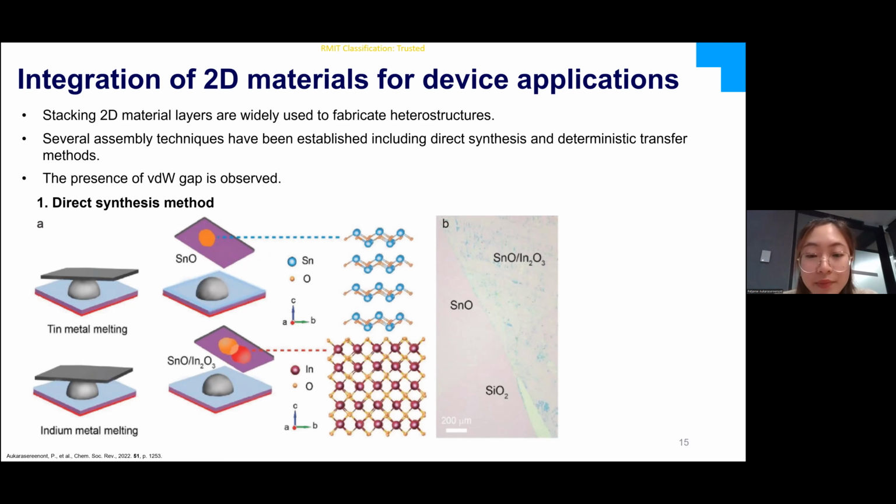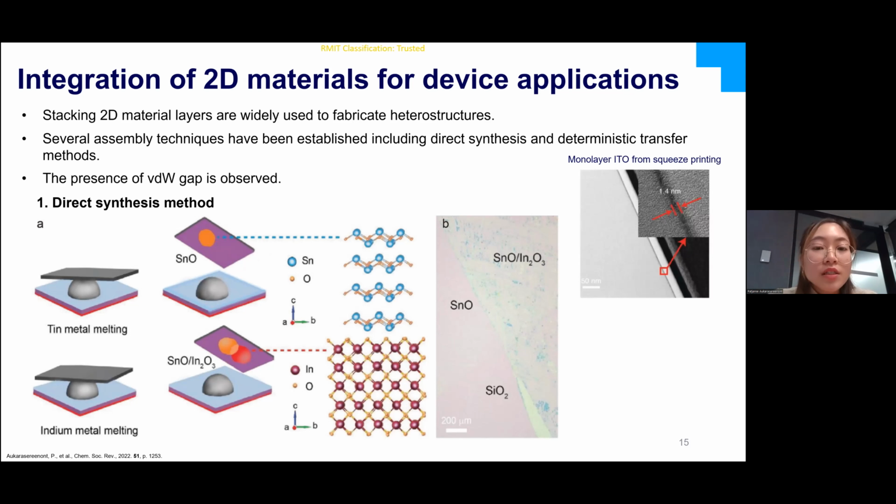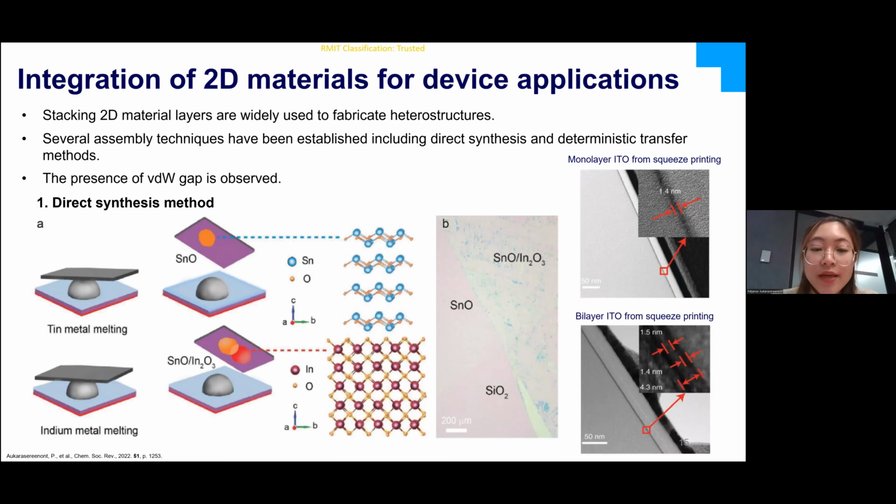I've got another example here, which is a cross-sectional TEM of monolayer ITO from squeeze printing. You can see here that the layer of ITO is about 1.4 nanometers. If we do the squeeze printing again to get bilayer ITO, you can see we've got around 1.5 nanometers of van der Waals gap, which is interesting.